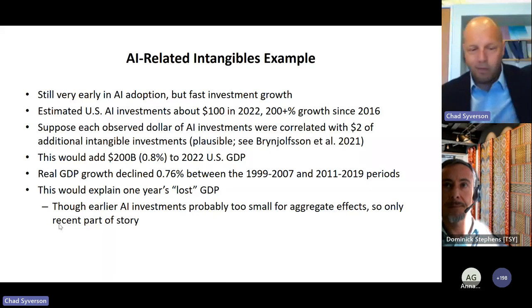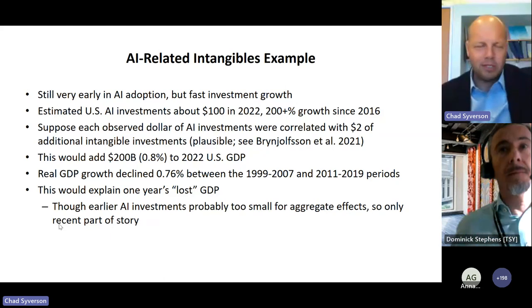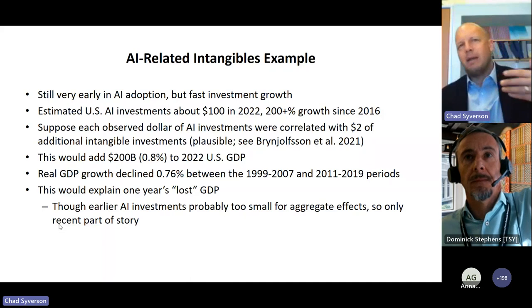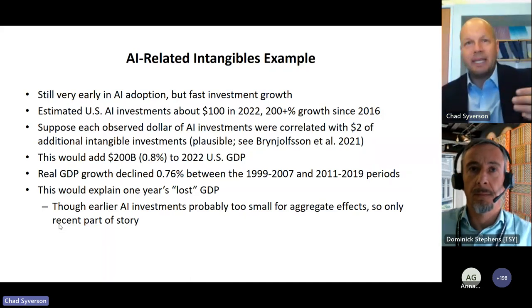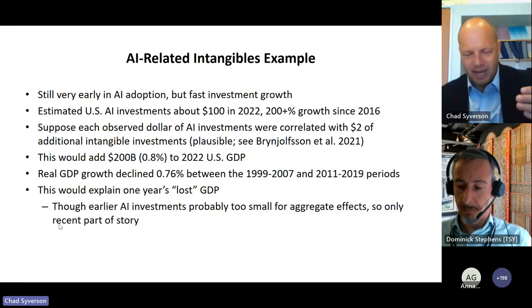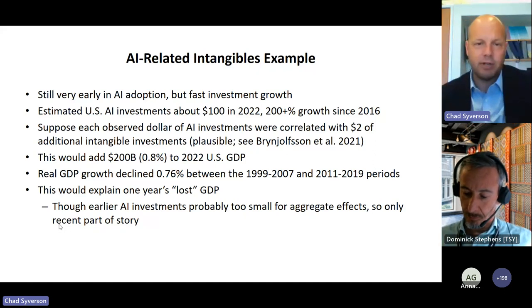Now, there'll be overstatement of productivity later. In some sense, we're just moving the mismeasurement from one point to another. But the bottom line of this is that we could be actually getting ready for AI at a good clip, yet it won't show up in the productivity statistics for several years.